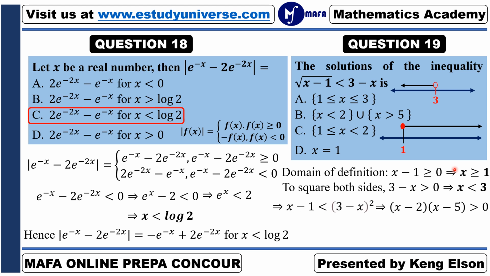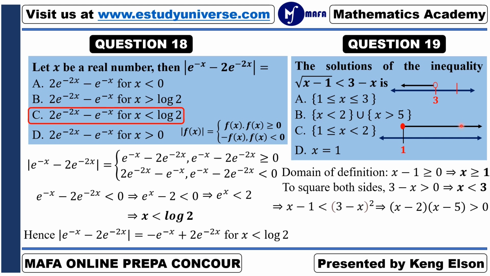When you square both sides and simplify, you're going to arrive at (x minus 2) times (x minus 5) greater than 0. This is a quadratic inequality which has already been factorized, so we can just get the critical values by equating the factors to 0. We equate x minus 2 to 0, we get x equal to 2. We equate x minus 5 to 0, we get x equal to 5.